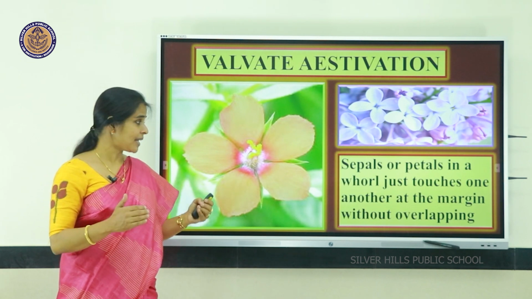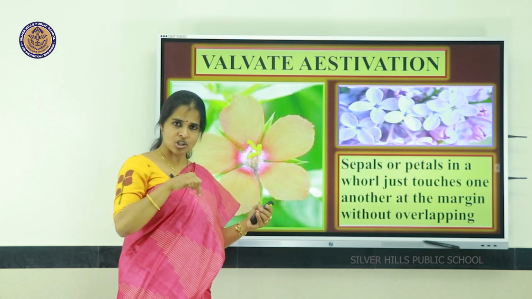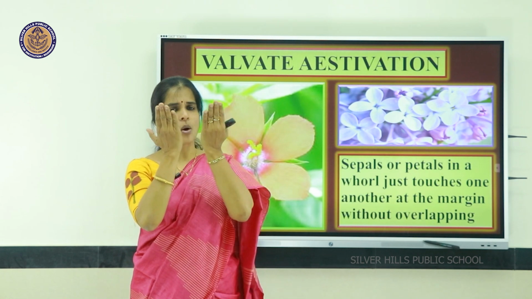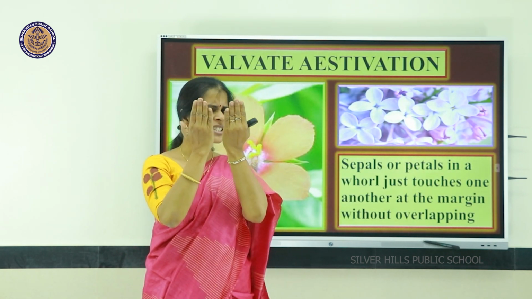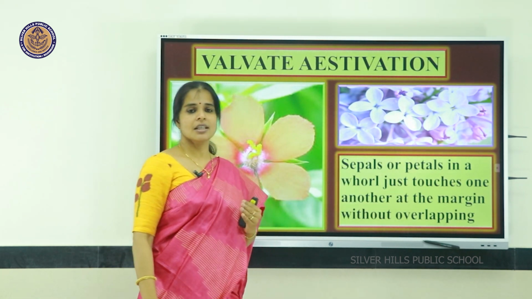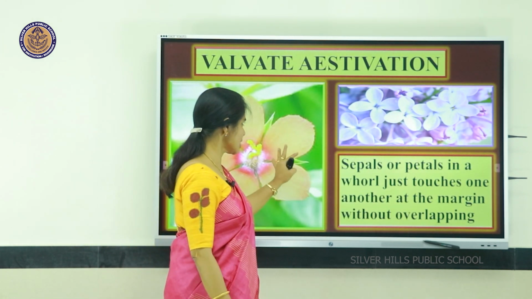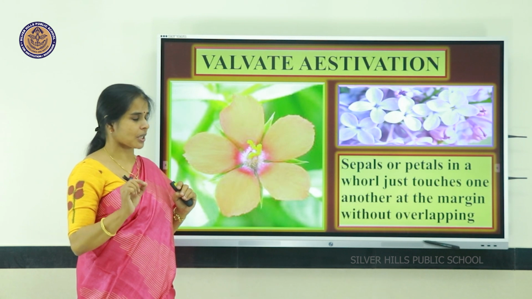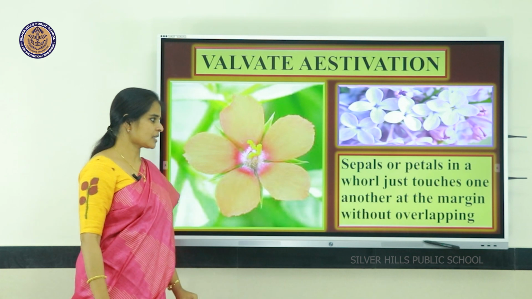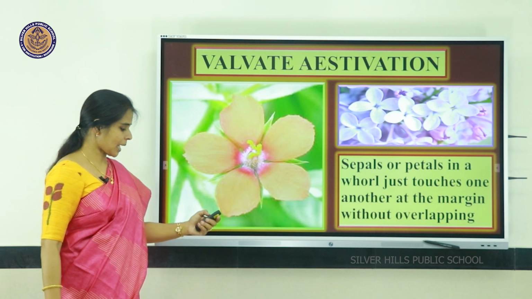Once again, the sepals or petals are arranged in a whorl, and in such a case if they are just touching one another, or they may be very close to one another at the margin, there is no overlapping. Without overlapping, if they are touching at the margin, it is known as valvate aestivation. So, once again, sepals or petals in a whorl just touch one another at the margin without overlapping. Why is it mentioned as without overlapping?